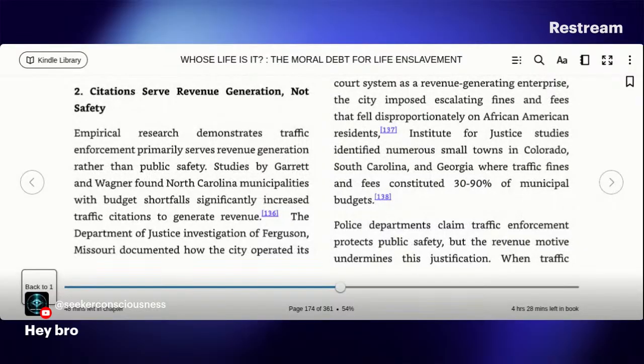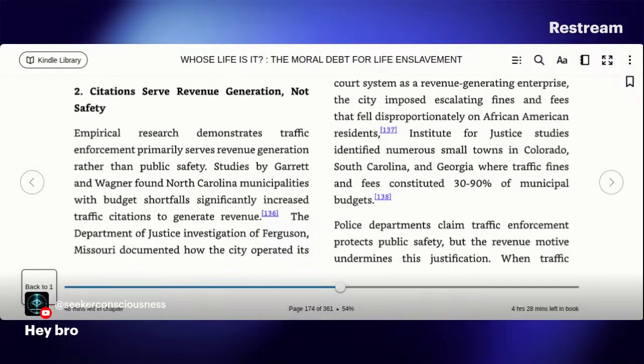Empirical research demonstrates traffic enforcement primarily serves revenue generation rather than public safety. Studies by Garrett and Wagner found that North Carolina municipalities with budget shortfalls significantly increased traffic citations to generate revenue. The Department of Justice investigation of Ferguson, Missouri, documented how the city operated its court system as a revenue generating enterprise. The city imposed escalating fines and fees that fell disproportionately on African American residents.